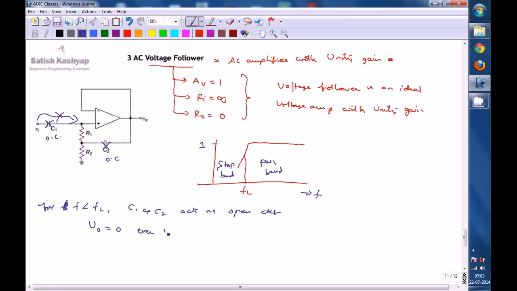Even if Vi is applied, even if Vi is going to be present, the frequencies are going to be less than FL, so that is not applied to the op amp, so the output of the op amp is not depending on Vi, which implies nothing but all the frequencies up to FL are going to be suppressed by this circuit. So V0 is equal to 0 for Vi with frequencies up to FL. Okay, now we will see what happens when the frequency is greater than FL.